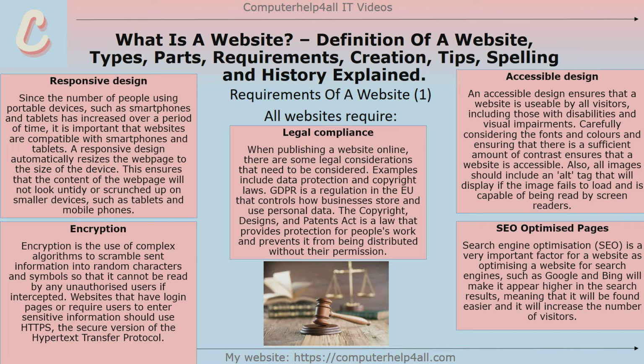Accessible design. An accessible design ensures that a website is usable by all visitors, including those with disabilities and visual impairments. Carefully considering the fonts and colors and ensuring that there is a sufficient amount of contrast ensures that a website is accessible. Also, all images should include an alt tag that will display if the image fails to load and is capable of being read by screen readers.